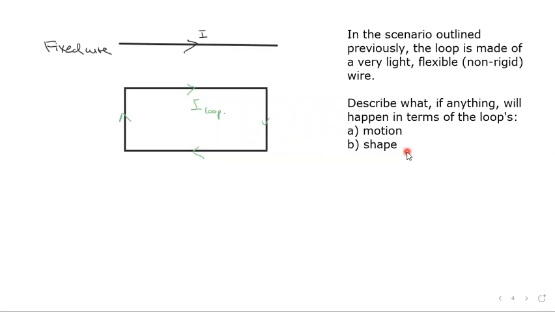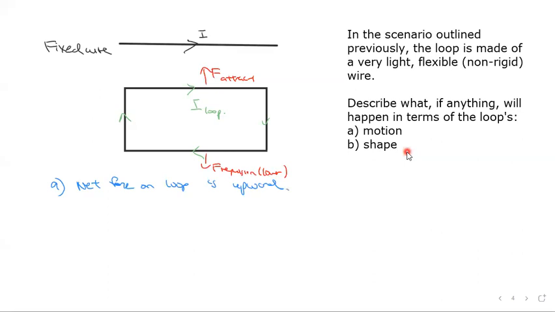Now, for part A, let's remember what we've worked out already. We've worked out that the net force on the loop is upward in this situation because there's going to be a force of attraction upward on that coil, and there's a force of repulsion, which is lower because it's further away mainly. So that results in a net force ultimately upward.